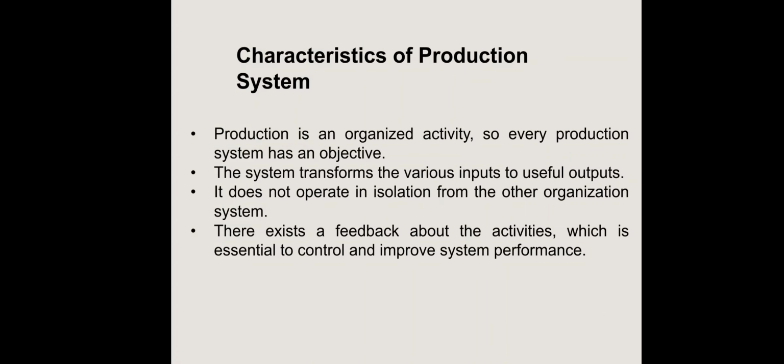Characteristics of production system. Production is an organized activity, so every production system has an objective. The system transforms the various inputs to useful outputs. It does not operate in isolation from the other organization systems. There exists a feedback about the activities which is essential to control and improve system performance.